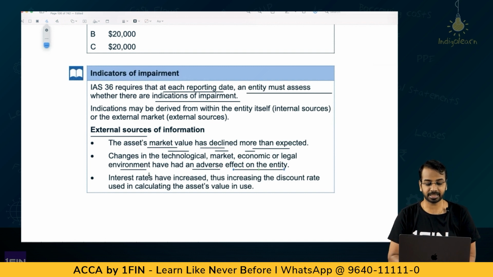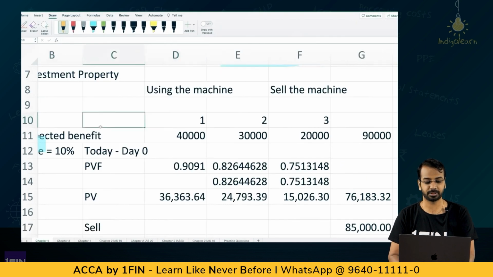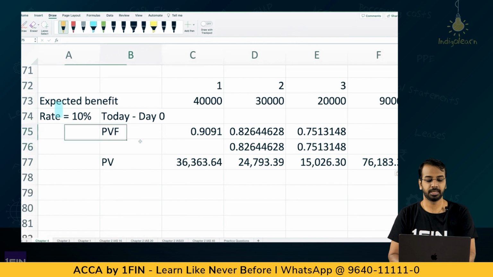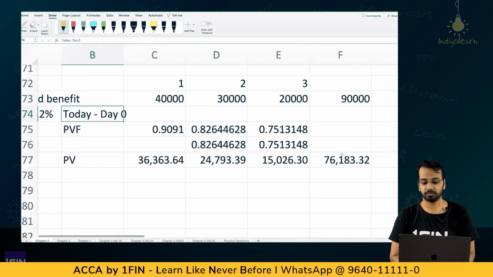Then, interest rates have increased. This is a very interesting case where we have to go back to our example. Same example I am just taking up here. Let us say interest rates have suddenly increased to 12%. Now, note this number.